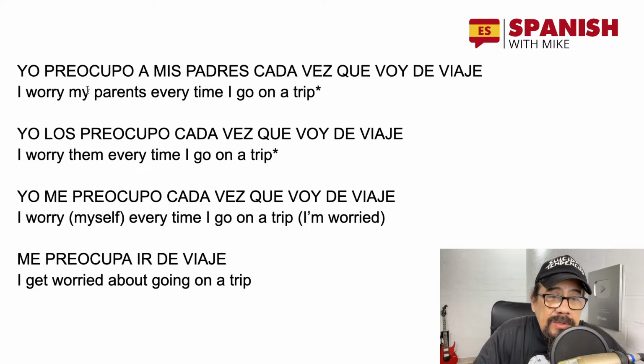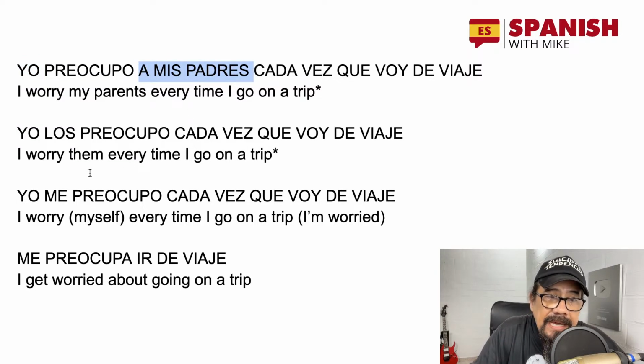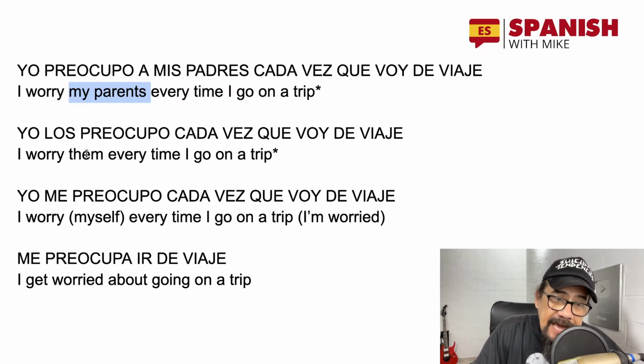Now I can use exactly the same conjugation, the same structure, but in this case, I'm going to replace the object with the object pronoun. In English, I place the object pronoun in the same place where the object is. So if I say I worry my parents, being my parents, they, I use them as a direct object pronoun, and I say I worry them.